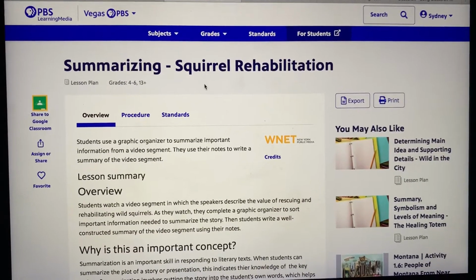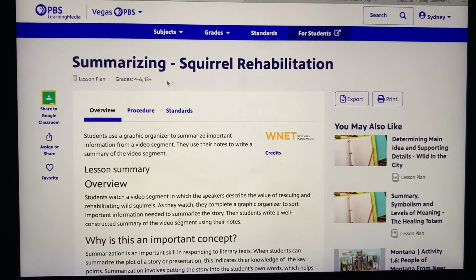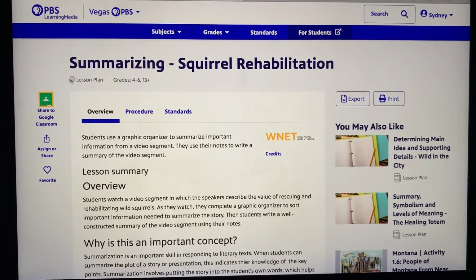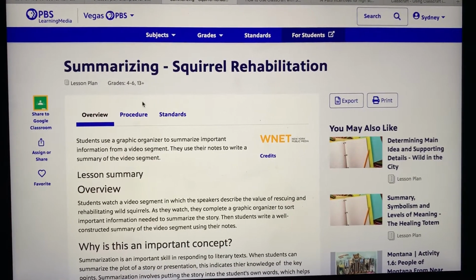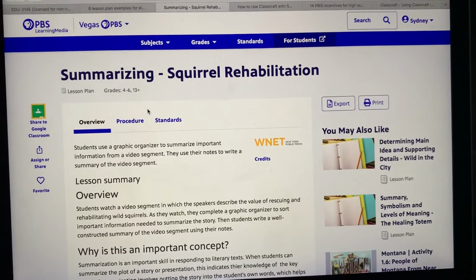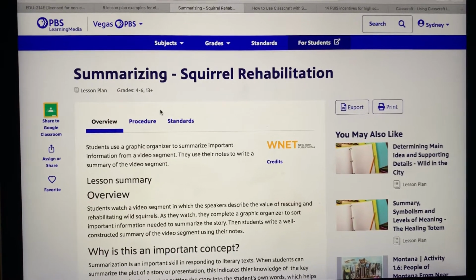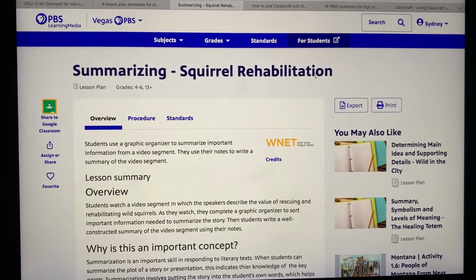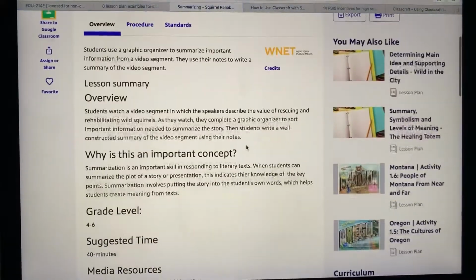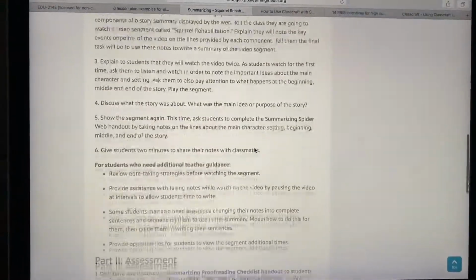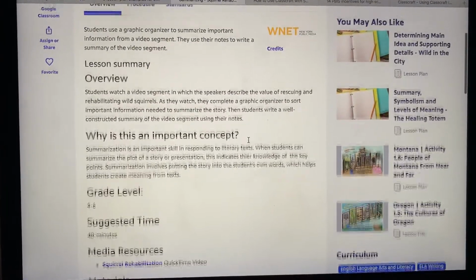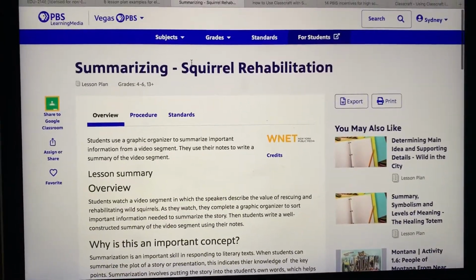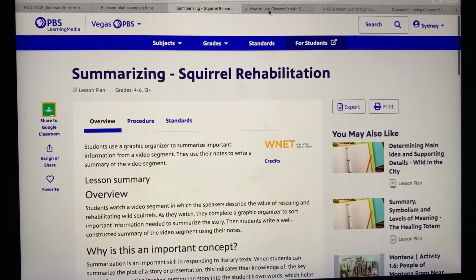The next link I have is from PBS Learning Media. These are just lesson plans that I had chosen for my class, the summarizing, which I was inputting into my Quest page. They would watch a video on squirrel rehabilitation and then write a summary on it. They're just learning how to write a summary. So I know if you were to use this website, it could go really well together with Classcraft in creating lesson plans and using the quests.